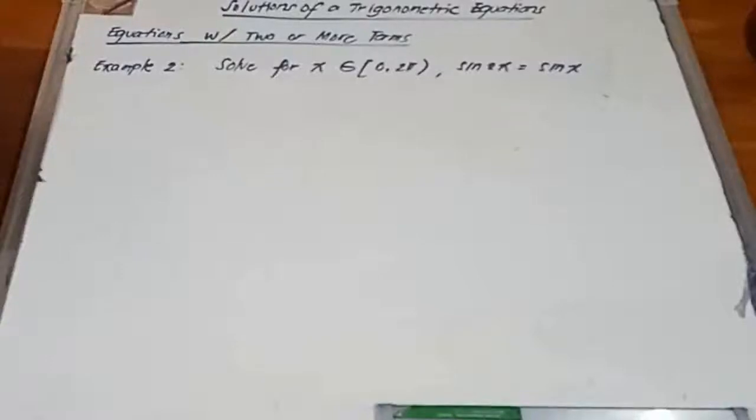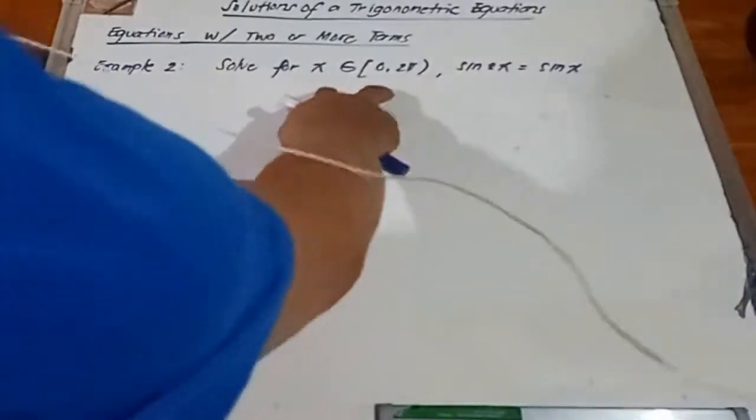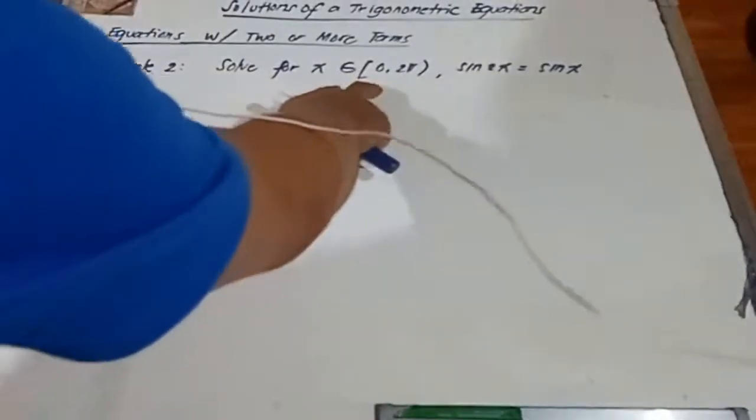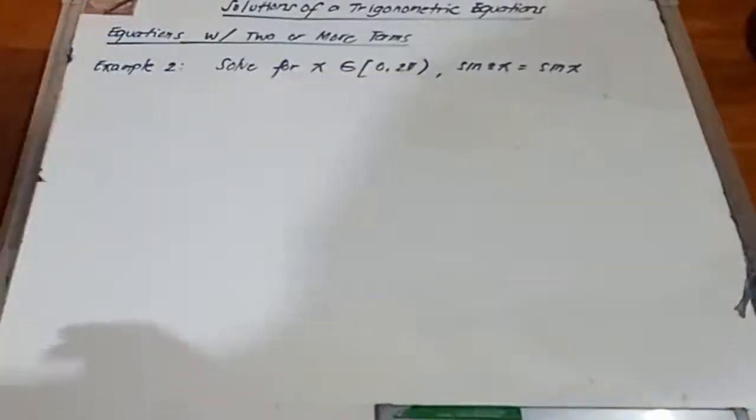Okay, so this is my second example in solving trigonometric equations with two or more terms. Solve for x, where x is an element of 0 to 2 pi. Ibig sabihin, ito yung kanyang interval, inclusive of 0, but 2 pi is not included. Okay? So, from the equation, sine 2x equal to sine x.